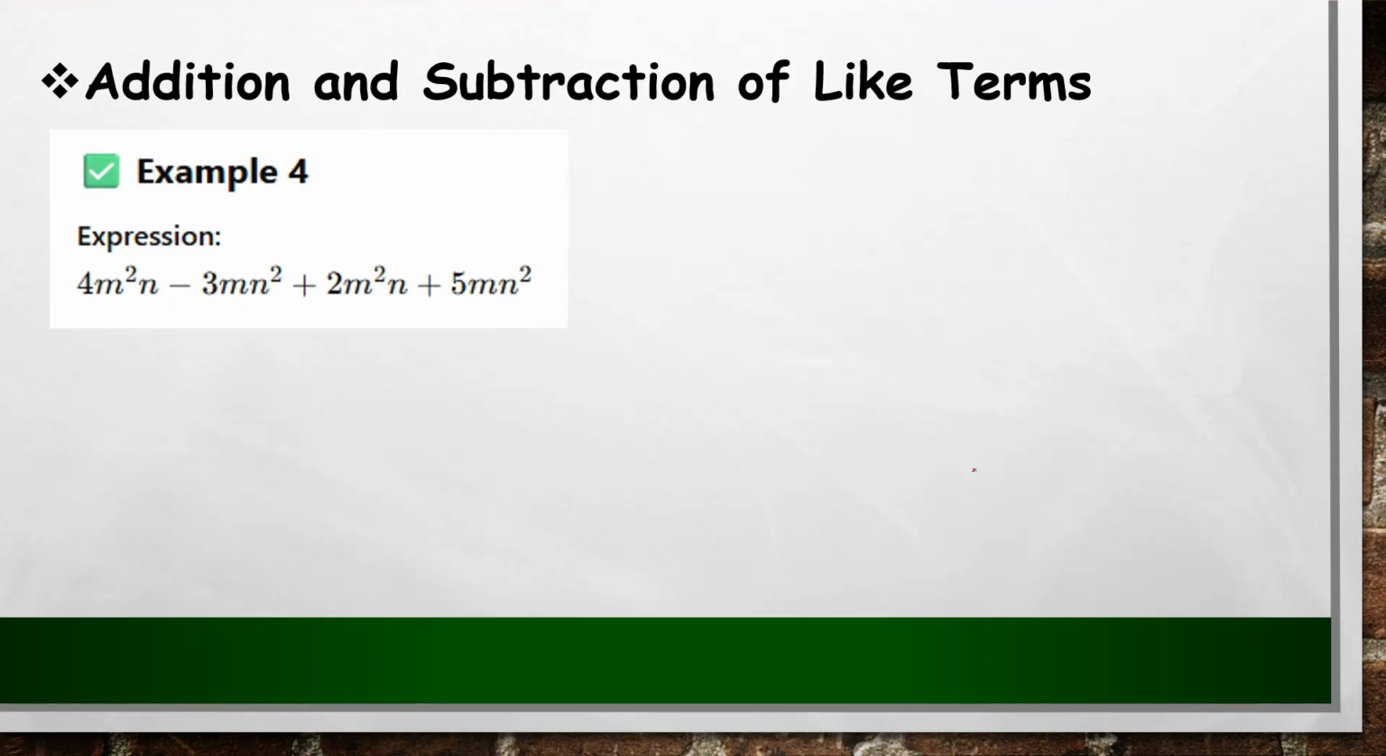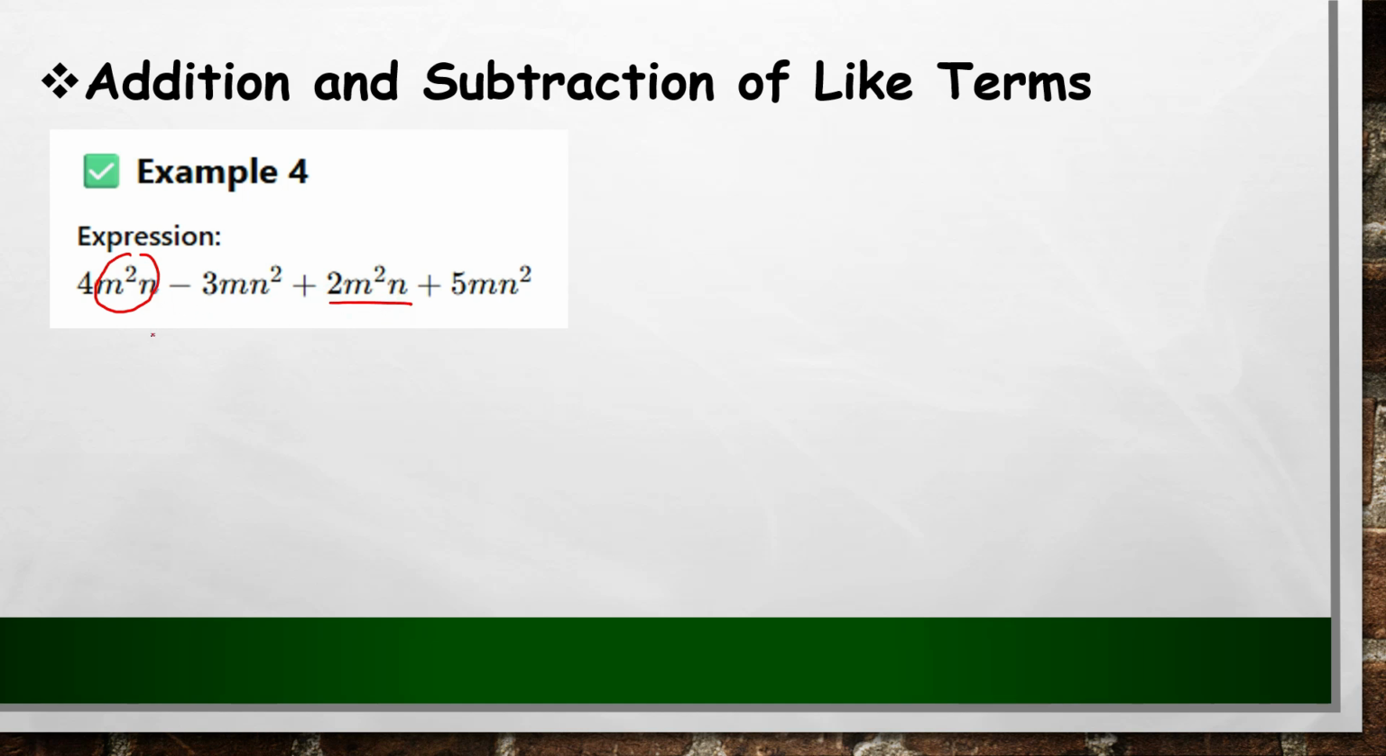Alright, so let's consider this example number 4. We need to find terms similar to 4m squared n. So the focus is going to be on the literal coefficients or the variables. We need to find a term that has m squared and at the same time n. So I think we're looking at this term. That's an m squared and n.